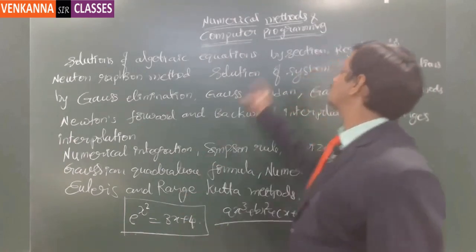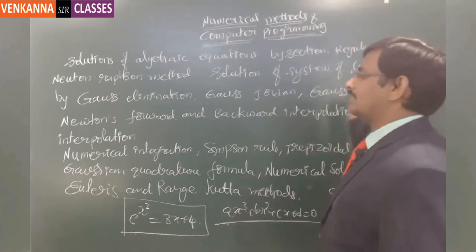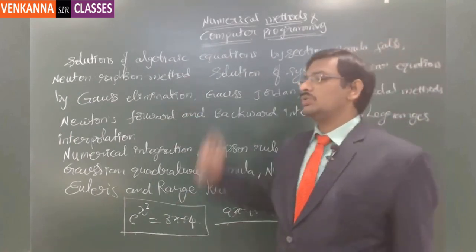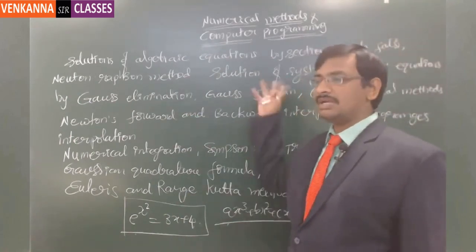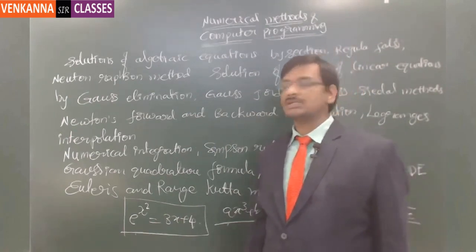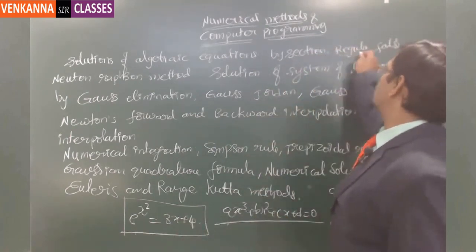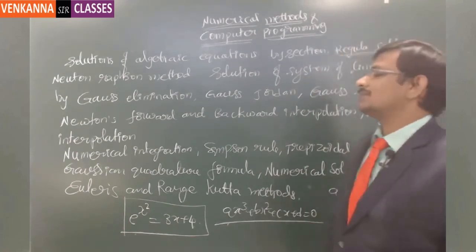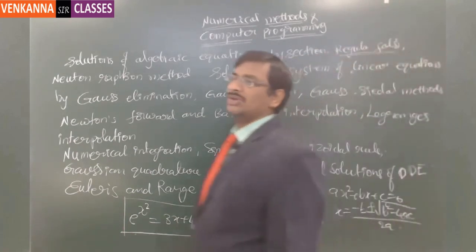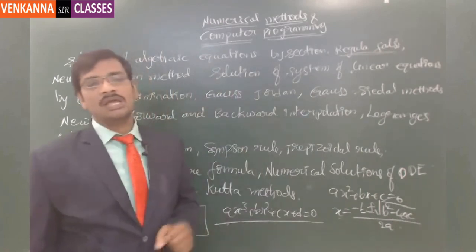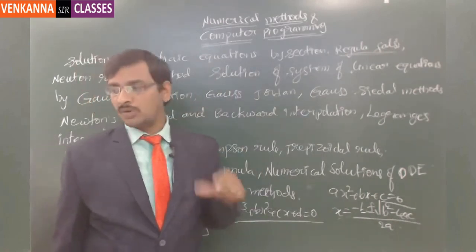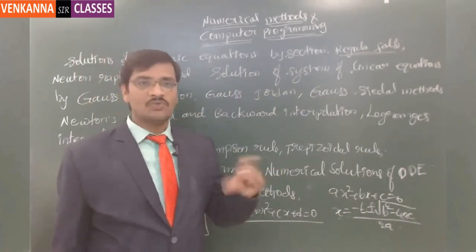Those methods are the bisection method, the regula falsi method and the Newton-Raphson method. These are the 3 different methods that we are going to discuss to solve this kind of equations. So in the regula falsi method, which is also called the false position method, we are trying to approximate the root. Approximately you will be assuming one root and then you will try to find out the error.